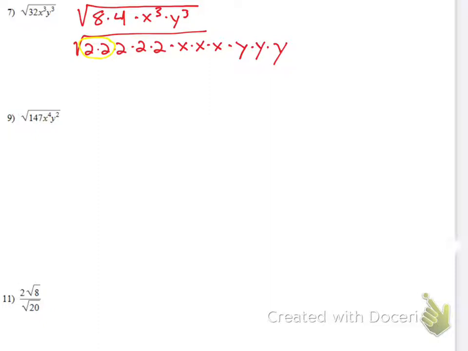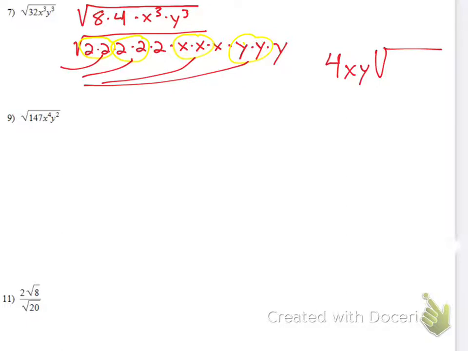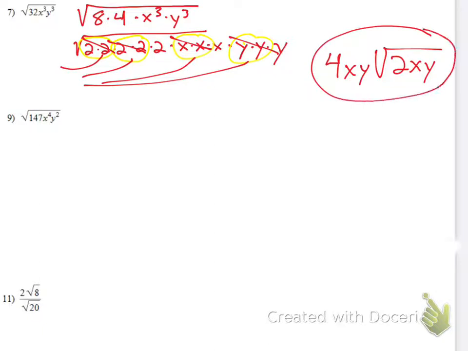So I have a pair of 2's, another pair of 2's, a pair of x's, and a pair of y's. So I bring that out and I multiply all of these on the outside. So 2 times 2 is 4, times x is x, times y is y. Now, I got rid of that, I got rid of that, I got rid of that, I got rid of that. So what's left? I have a 2 underneath, an x underneath, and a y underneath. And there you go.